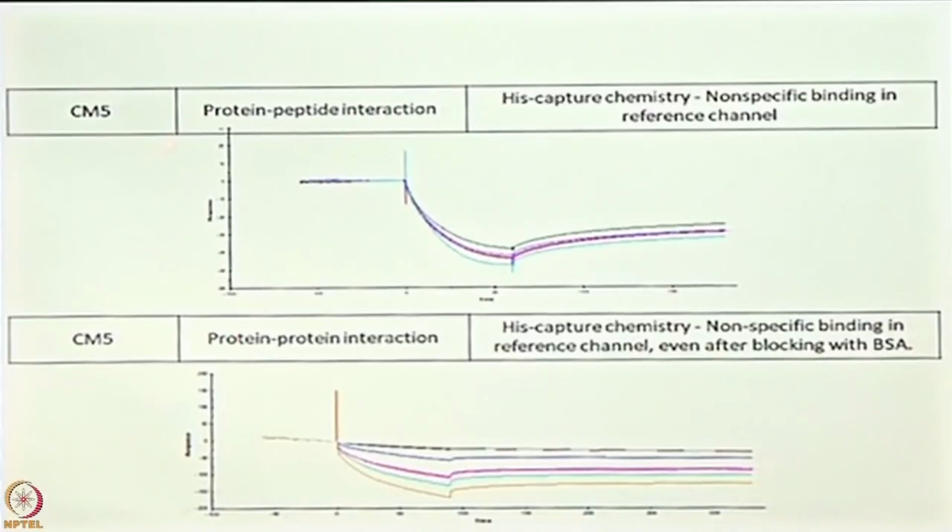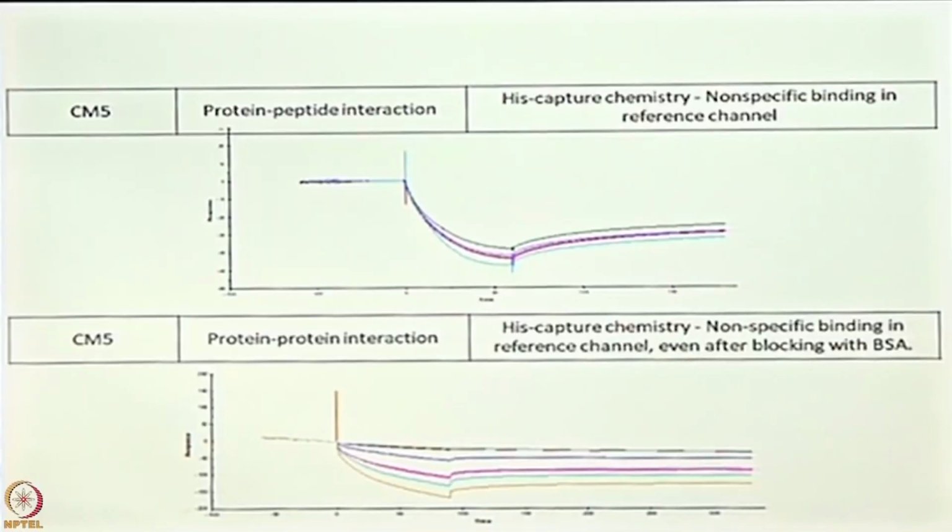So here you can see that we tried the, do you know about the CM5 chips? CM3 chips? Yeah. So these are chips with the dextran molecules to which the protein binds. You can immobilize them. So we tried the CM5 chips here, which is normally used for these kind of studies, protein peptide interaction, and we also tried the histidine capture chemistry by having the nickel NTA there.